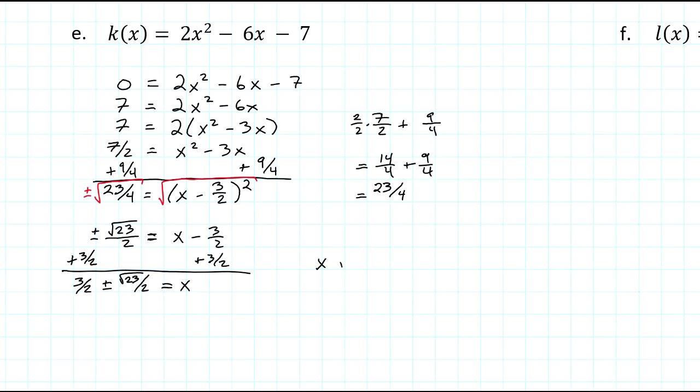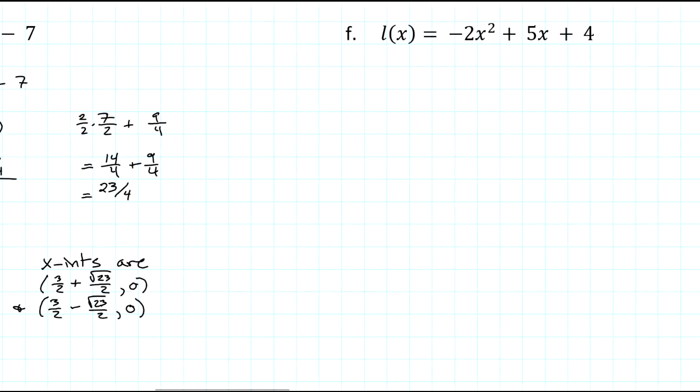So our x-intercepts are the points 3 halves plus the square root of 23 over 2, comma 0, and 3 halves minus the square root of 23 over 2, comma 0. All right, great work. Just one more.